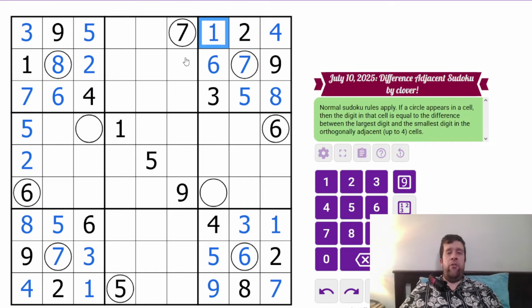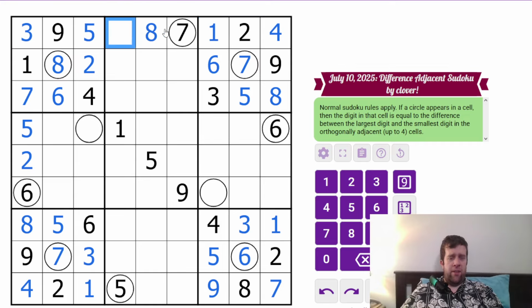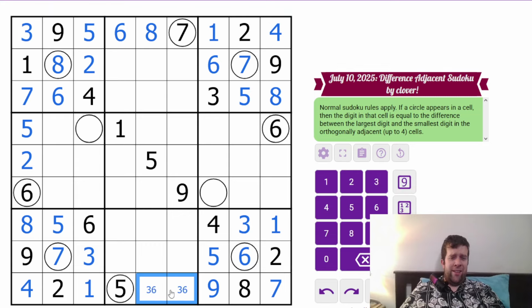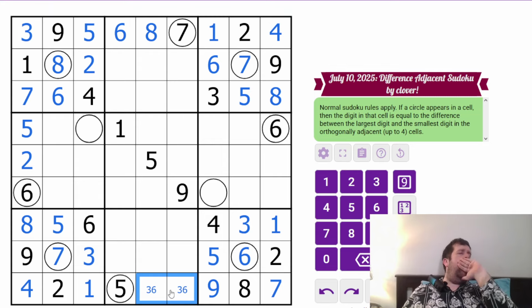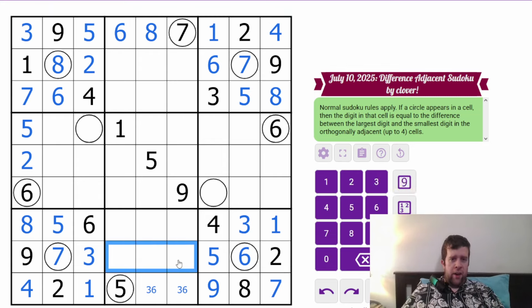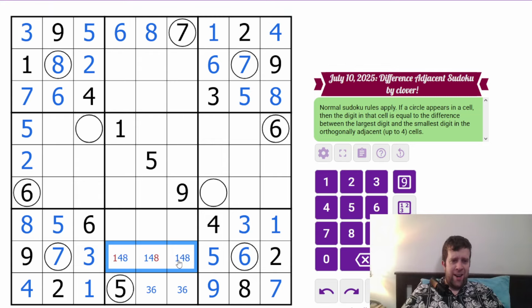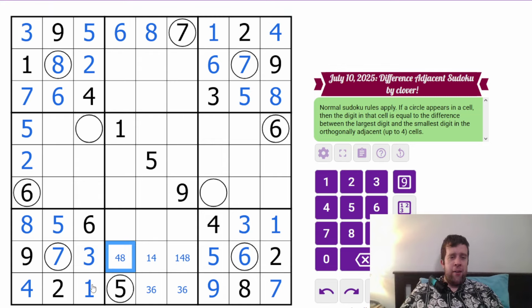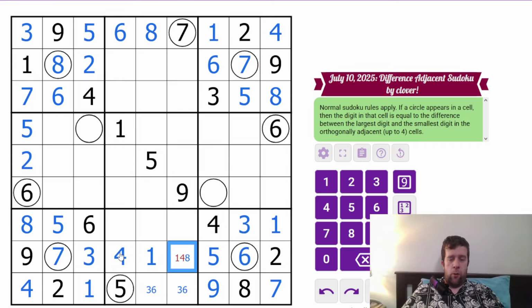1 forces this to have an 8 on it somewhere. 8 must go there, which makes that a 6. Now, this is 3 and 6. And this is 1, 4, and 8. Now, this cannot be 8, because if it was 8, this would have to have at least a difference of 7, so it must be 4. So it's that 1 and 8.